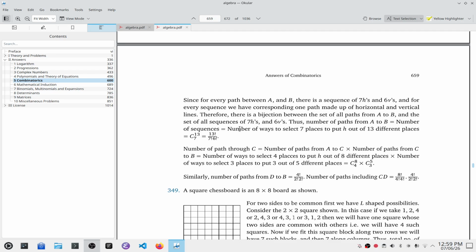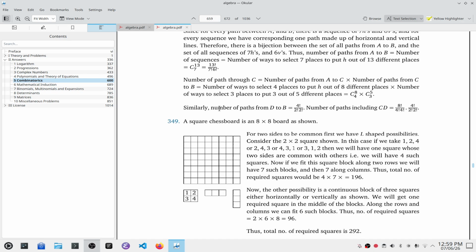That is equal to the number of ways to select 7 places to put H out of 13 different places. That is 13 factorial by 7 factorial into 6 factorial. The number of paths through C is equal to the number of paths from A to C multiplied by the number of paths from C to B. That is the number of ways to select 4 places to put H out of 8 different places times the number of ways to select 3 places to put H out of 5 different places. That is 8C4 multiplied by 5C3.